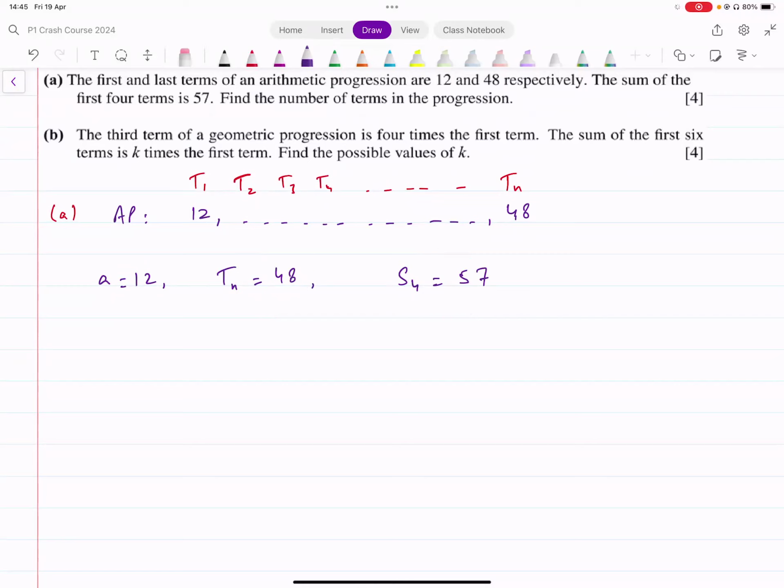Remember the formulas that we've got. What is Tn? In an AP, Tn is given by a plus n minus 1 into difference that equals 48. Now we know the value of a. In place of a, we can put 12. So we have 12 plus n minus 1 into d equals 48. That's one equation that we've got.